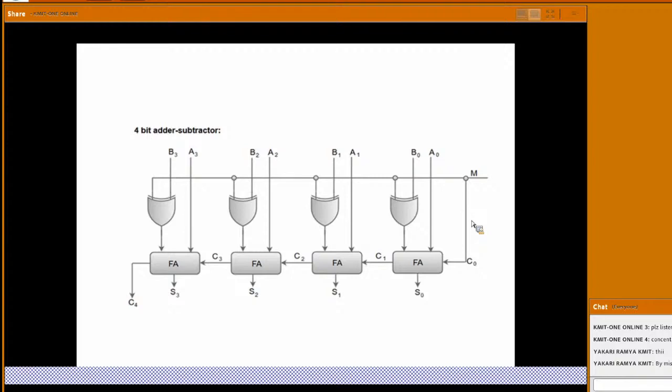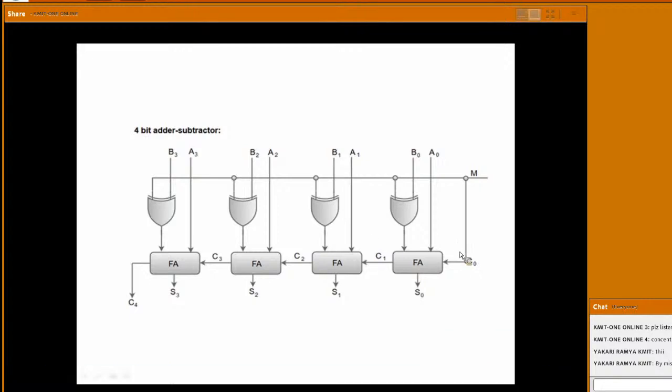What is the third input to the full adder? The third input is the output of the previous full adder. The output of the first full adder will be given as input to the second full adder. But what is the third input to the first full adder? That is C0. And in this case, your C0 is again equivalent to 1.